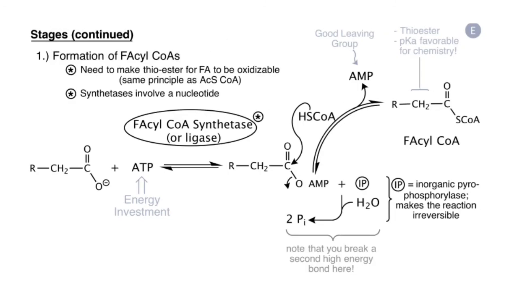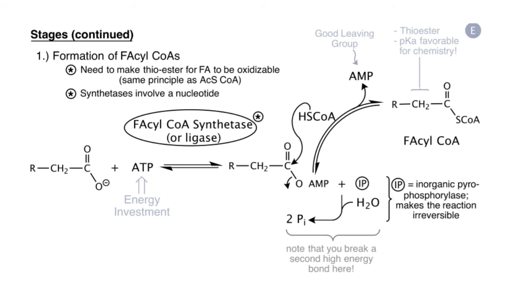The first step in fatty acid catabolism involves thioesterification of the carboxylate residue of the fatty acid. We're going to see in a couple of minutes that placing a coenzyme A moiety on the carboxylate is going to enable chemistry at the beta carbon. Without the coenzyme A group, chemistry at the beta carbon would be impossible.